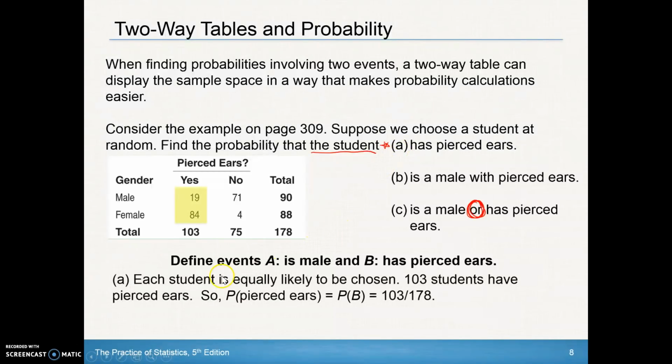Okay. So each student is equally likely to be chosen. So we have 103 students that have pierced ears. The probability that the student has pierced ears, since there's 103 out of the 178, is the probability that they have pierced ears. Okay, so that's the probability of B, the person has pierced ears.